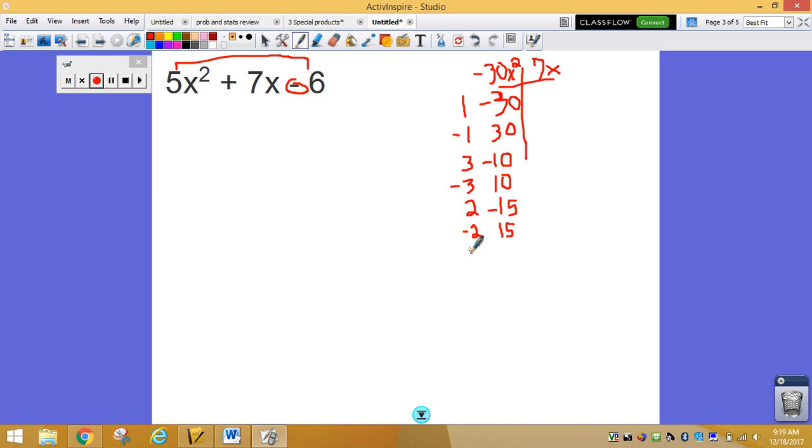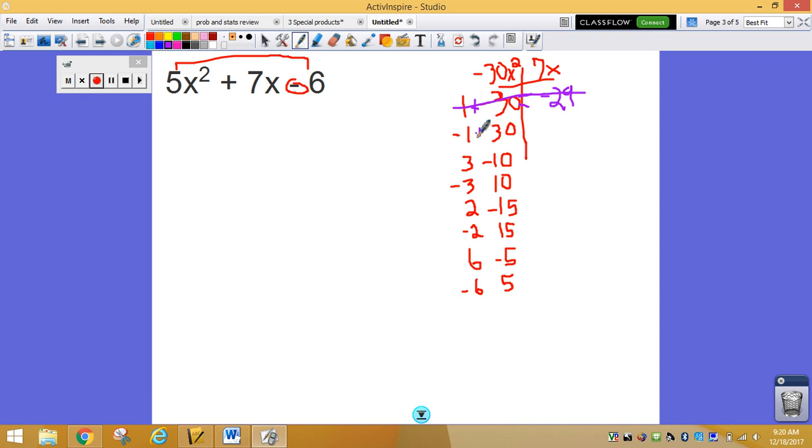I could do 6 times negative 5, or I could do negative 6 times 5. And that's it. That's what will give me 7. Now, if you're not good with adding negatives, which some of you aren't, and that's perfectly fine, grab a calculator. So grab your calculator and do 1 plus negative 30. And that gives you negative 29, which is not what we want. We want 7, so that doesn't work.